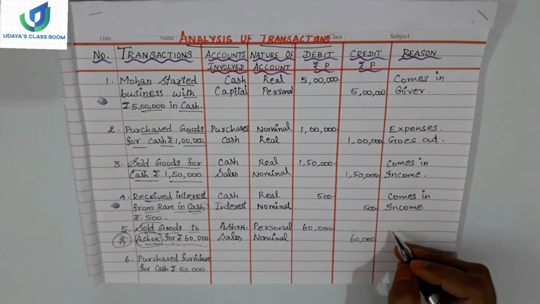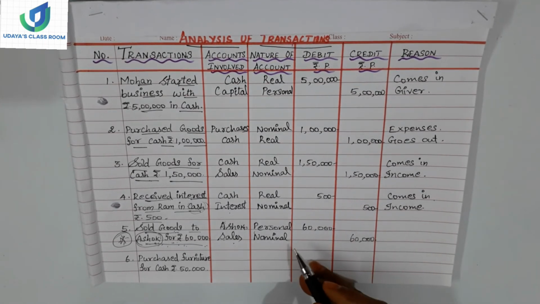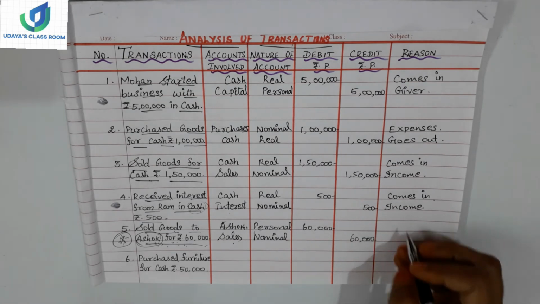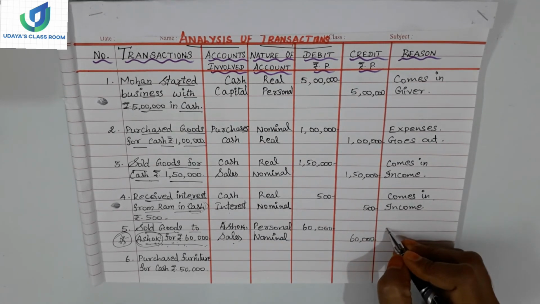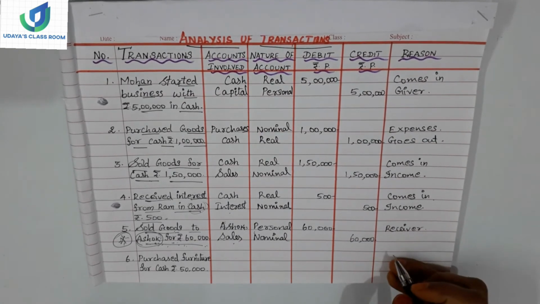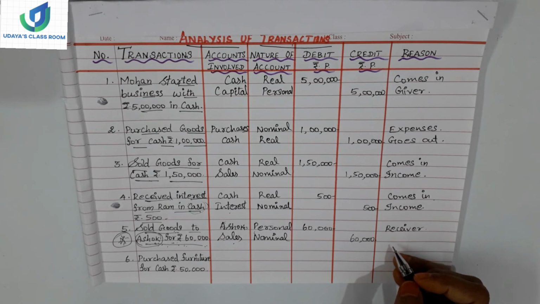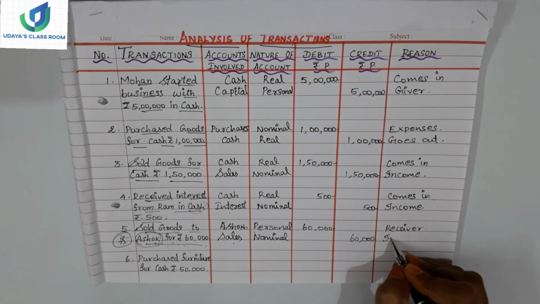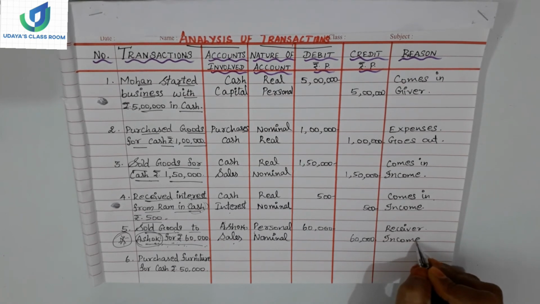Now let's write the reason here. What do we have to write here? Receiver. Ashok is the receiver. So we have to write only the receiver first. Ashok is a receiver, and the other side is income. If we do sales, we will be receiving income, right? So income is the reason.